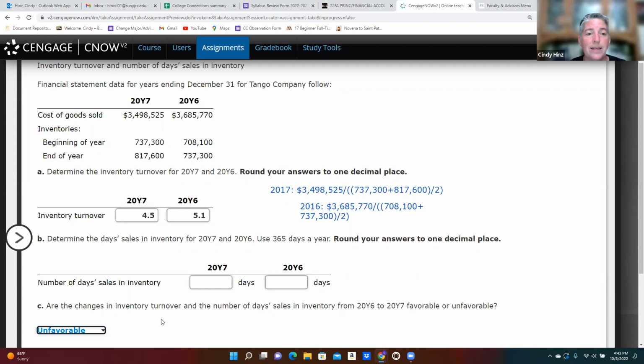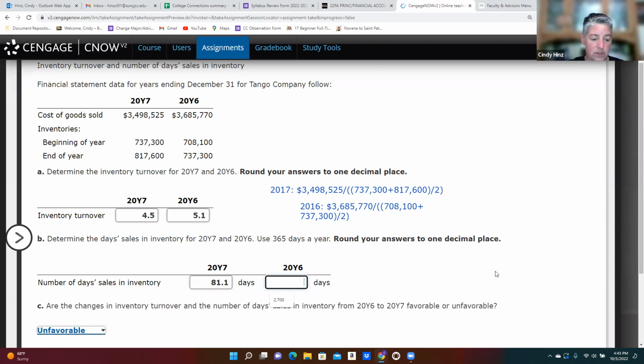I told you in class a simpler way to calculate number of days sales in inventory, since we already know the inventory turnover, unlike the more complicated formula the book gives you. I would simply take the number of days in the year, 365, and divide by the inventory turnover. And round to one decimal place, it tells us. So for 2017, 365 divided by 4.5 is 81.1. And so they're taking about 81 days to sell their inventory on average.